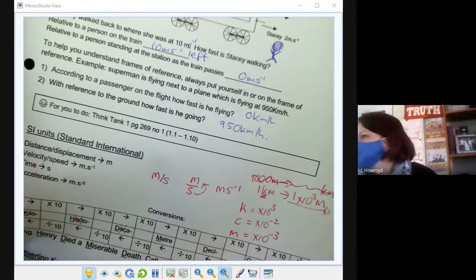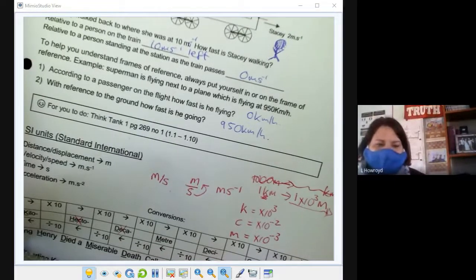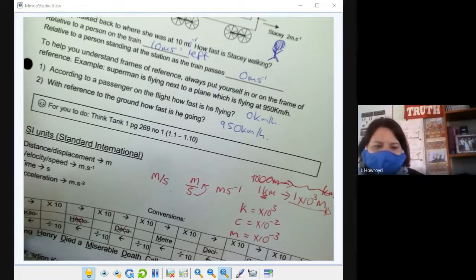It's just a converting exercise. If anybody has any questions for tomorrow's test, you're welcome to ask now as well.